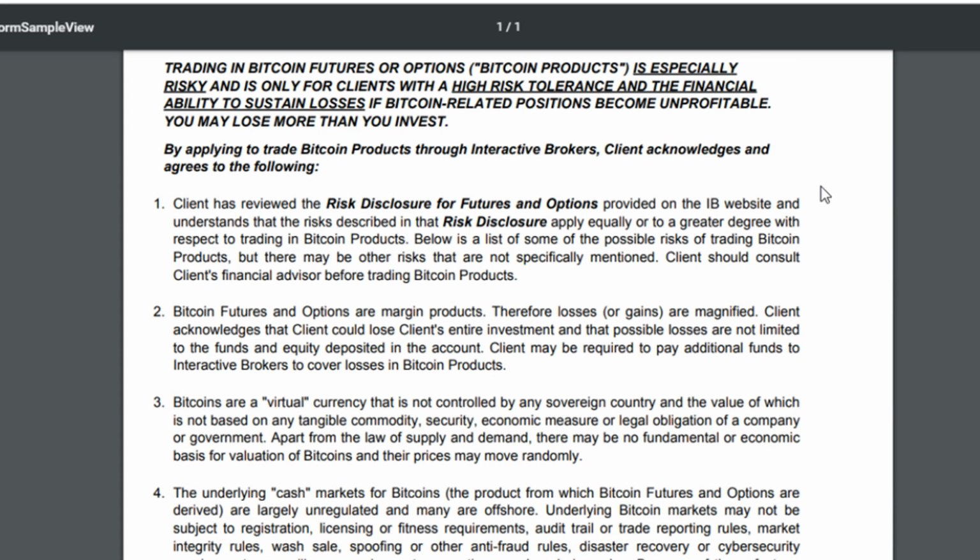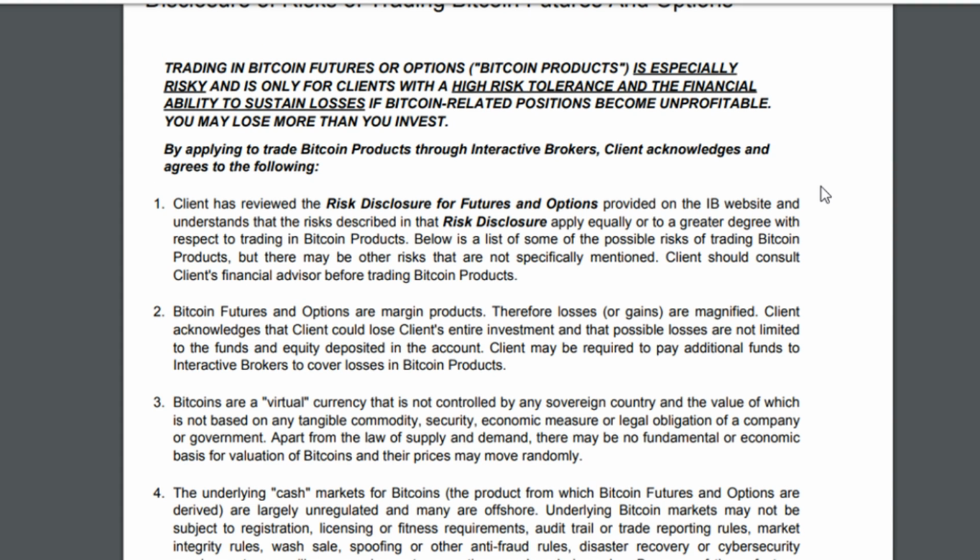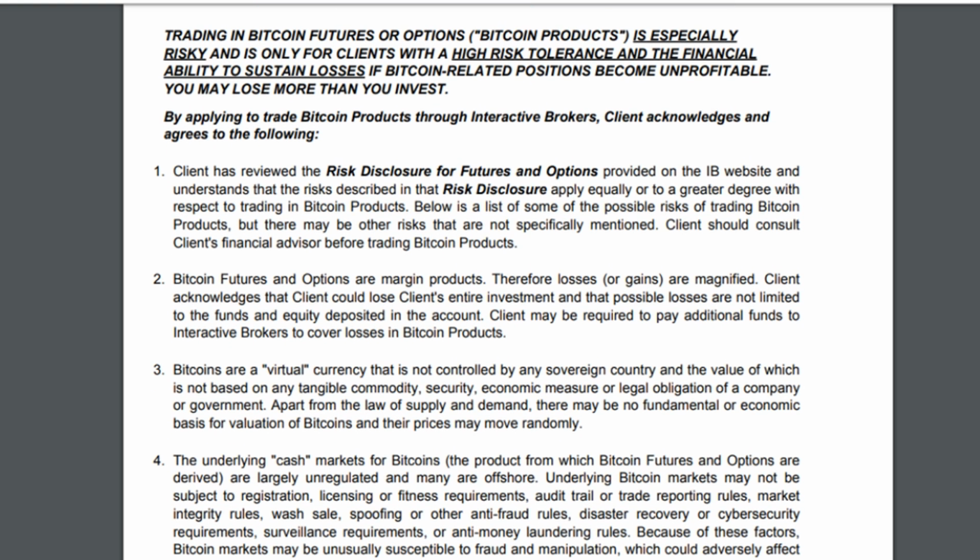So if you invest in futures, guys, please don't put money you can't afford to lose. Only put money you can be okay with losing, because this game is really risky if you do not know what you're doing.